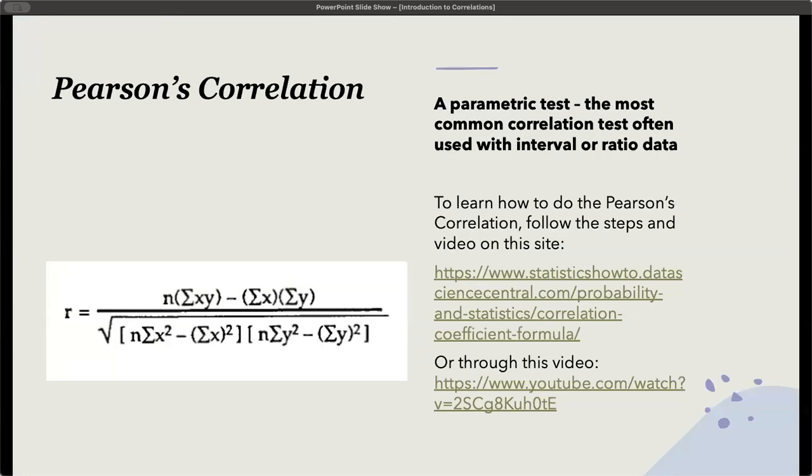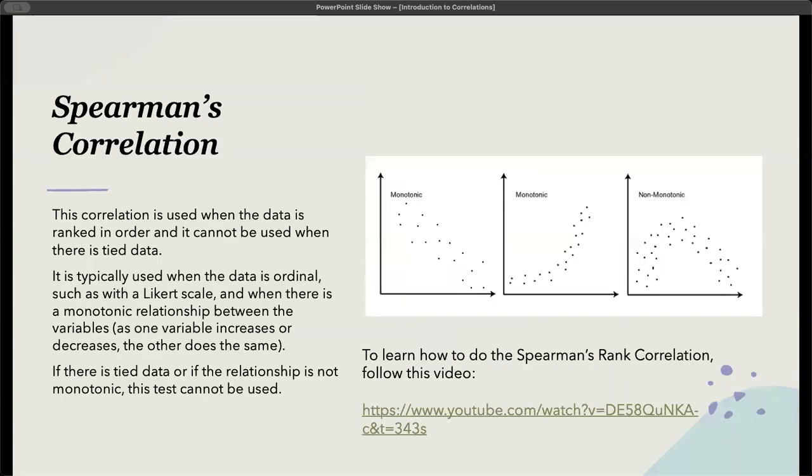So let's look at Pearson's correlation. There is a link on this slide of how you can learn how to do Pearson's correlation by hand. We used to have to do these by hand, and for the next couple of slides, there are also links on how to do this by hand. You can see the formula just on the left-hand side of the slide. This is the most common correlation with interval or ratio data.